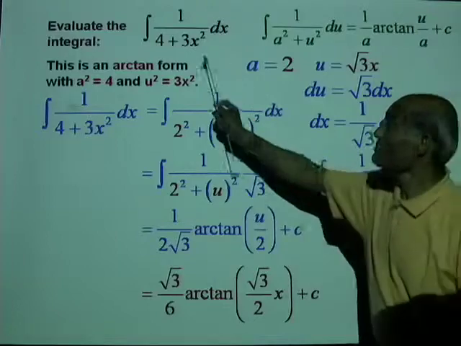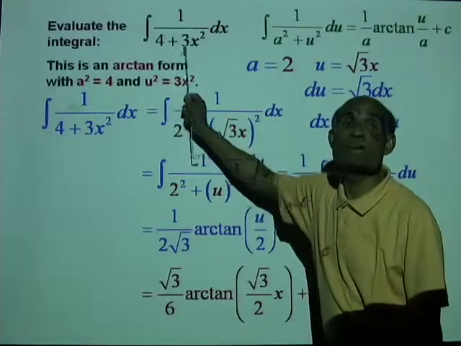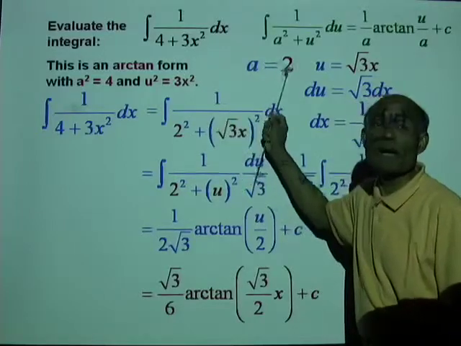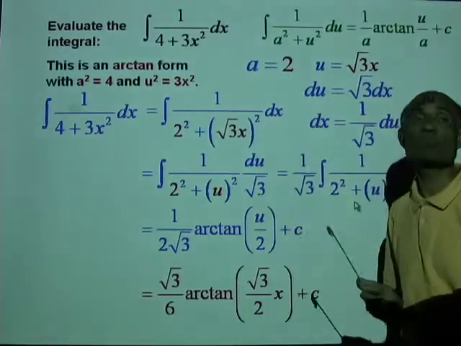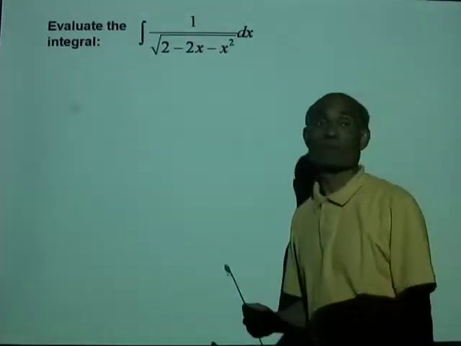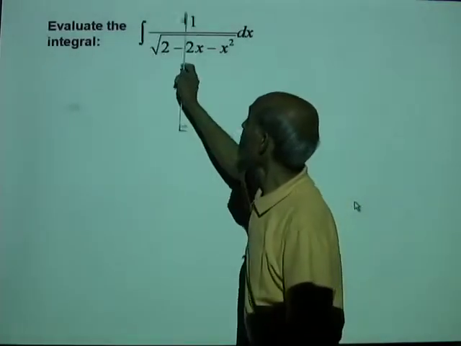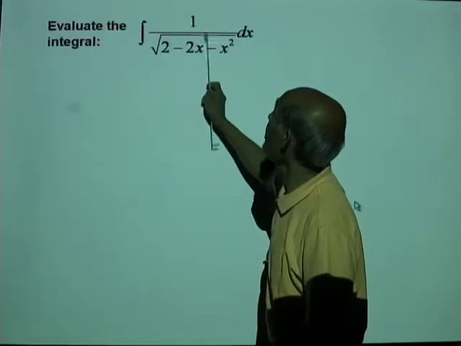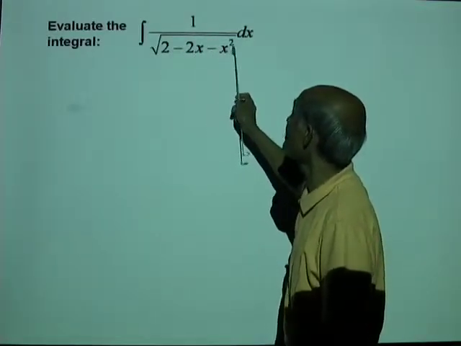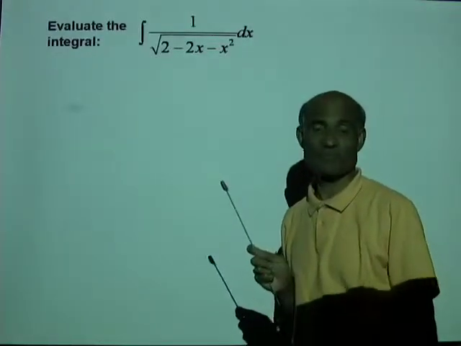Alright, so the most important thing here is to see the basic form, the a squared plus u squared form, and then make the appropriate substitution. Another one, evaluate the integral: the integral of 1 over the square root of 2 minus 2x minus x squared dx.